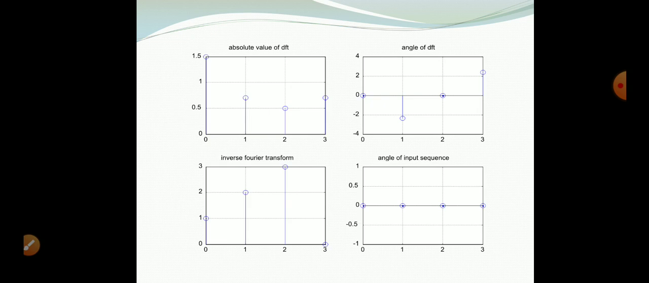This is the output we will get after running this program. The first figure represents the magnitude response of the discrete Fourier transform of the input sequence, and the second figure is the angle of the discrete Fourier transform, and the third one is the inverse discrete Fourier transform, and the fourth one is the angle of the input sequence, meaning the inverse discrete Fourier transform of the output sequence.